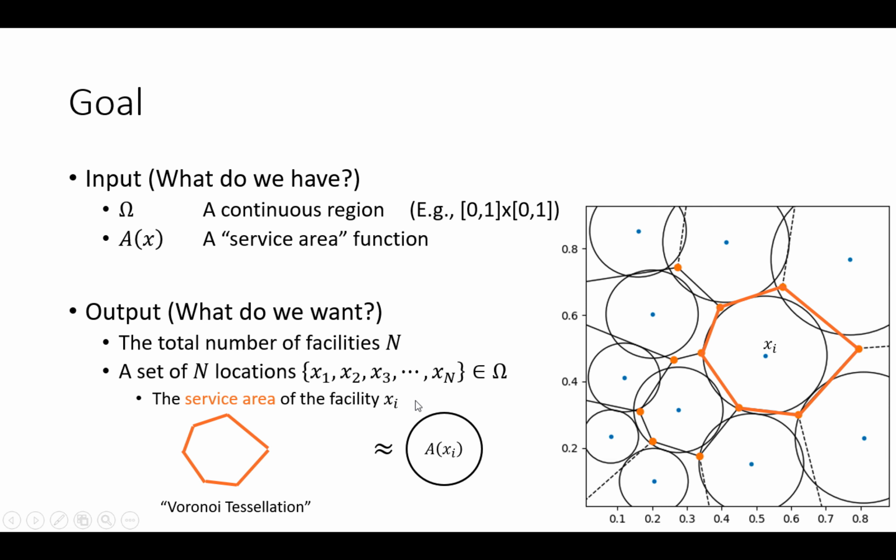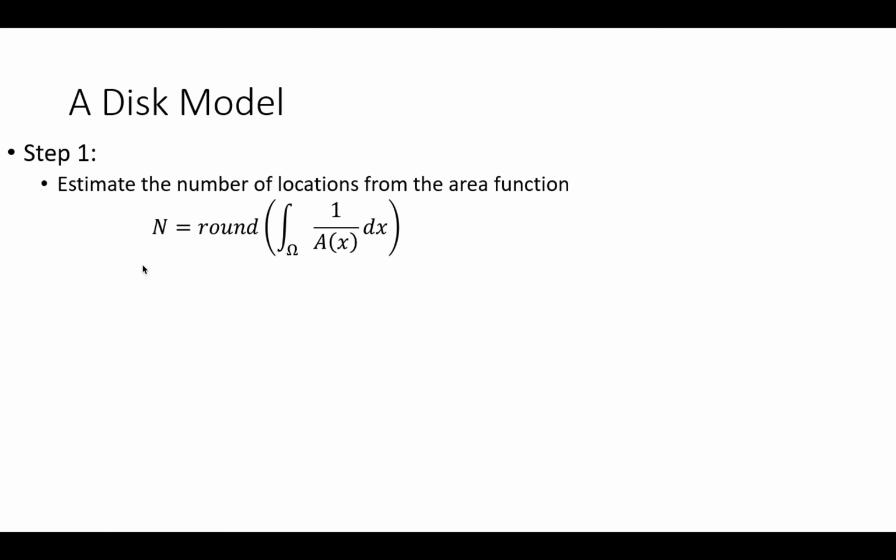Alright, let's see how the disk model gives us the set of solution from the service area function A of x. In the first step, we want to estimate the number of locations from the area function. And the way of doing it is n equals the integration of 1 over A, integrated over the entire domain. And of course, n has to be an integer, and we take its rounded integer.